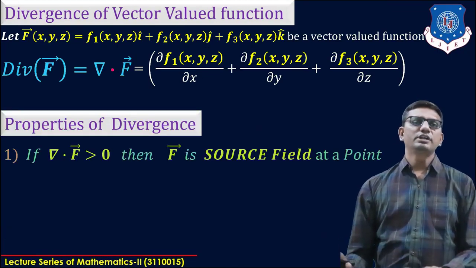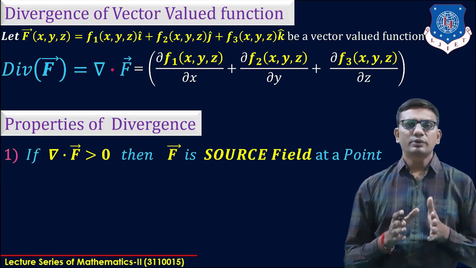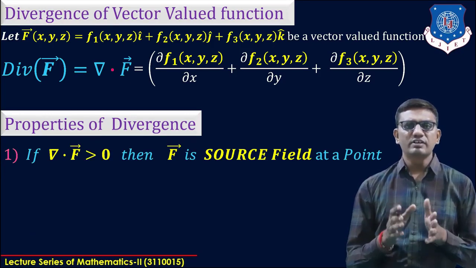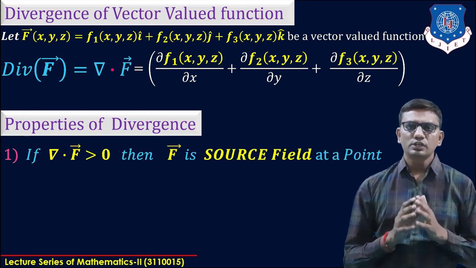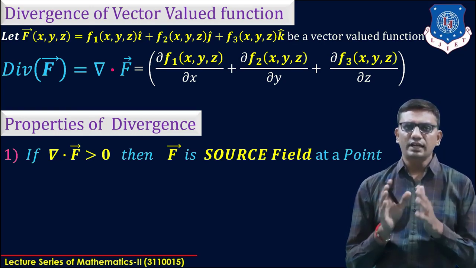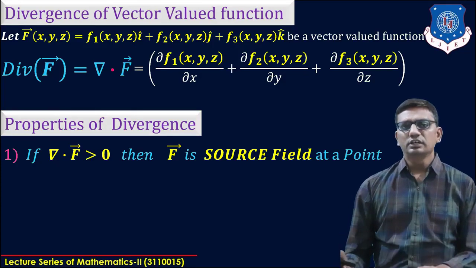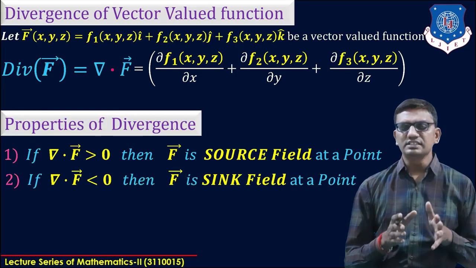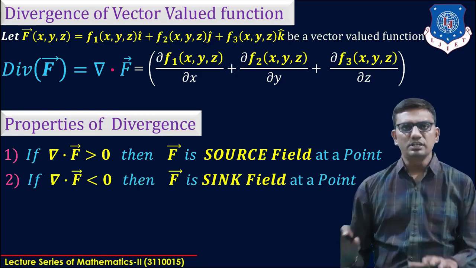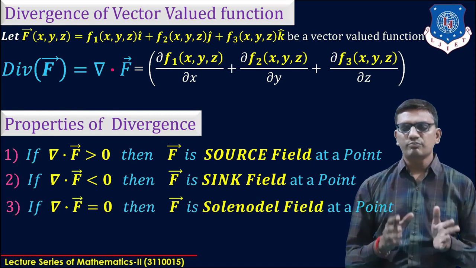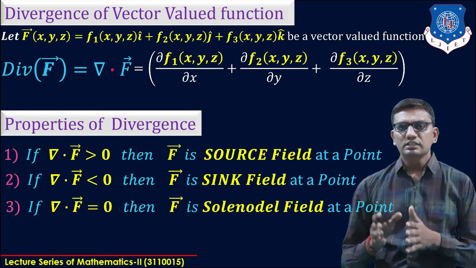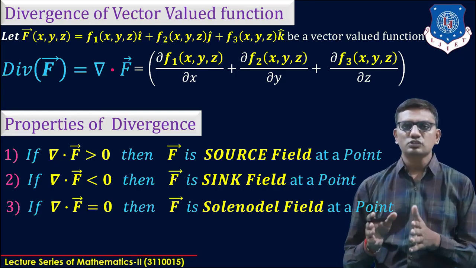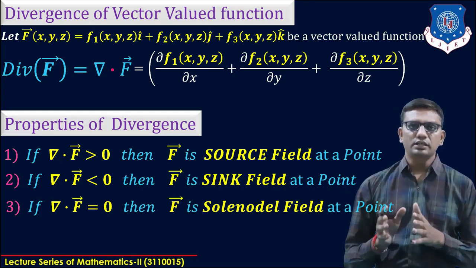Here the first property of divergence is: if the dot product of del and f bar is greater than 0, that means the divergence of f bar is greater than 0, then f bar is a source field at a particular point. If the divergence of f bar is less than 0, then f bar is a sink field at the given point. If del dot f bar is equal to 0, that means divergence is 0, then f bar is called a solenoidal field at a given point.